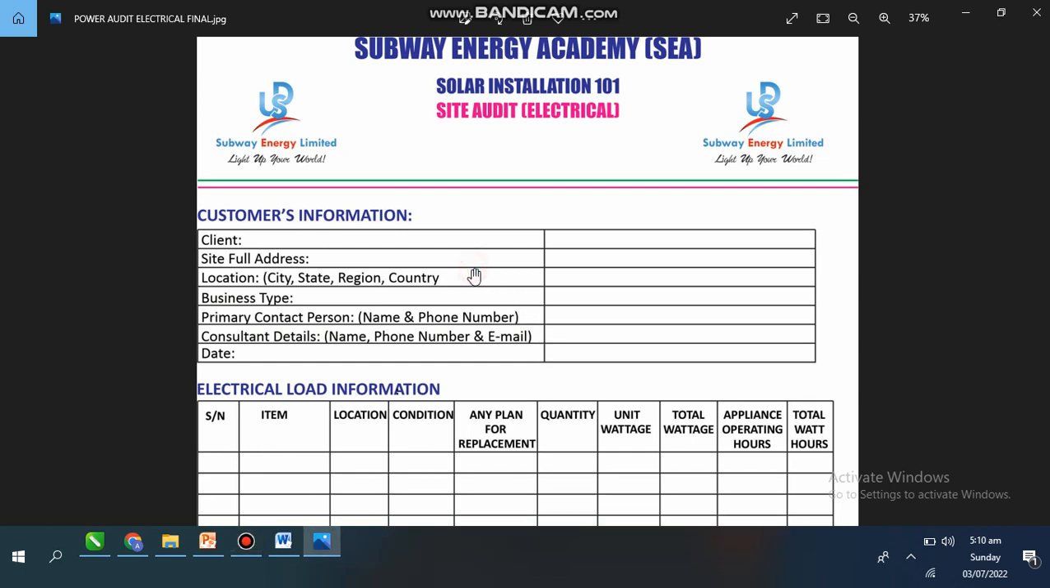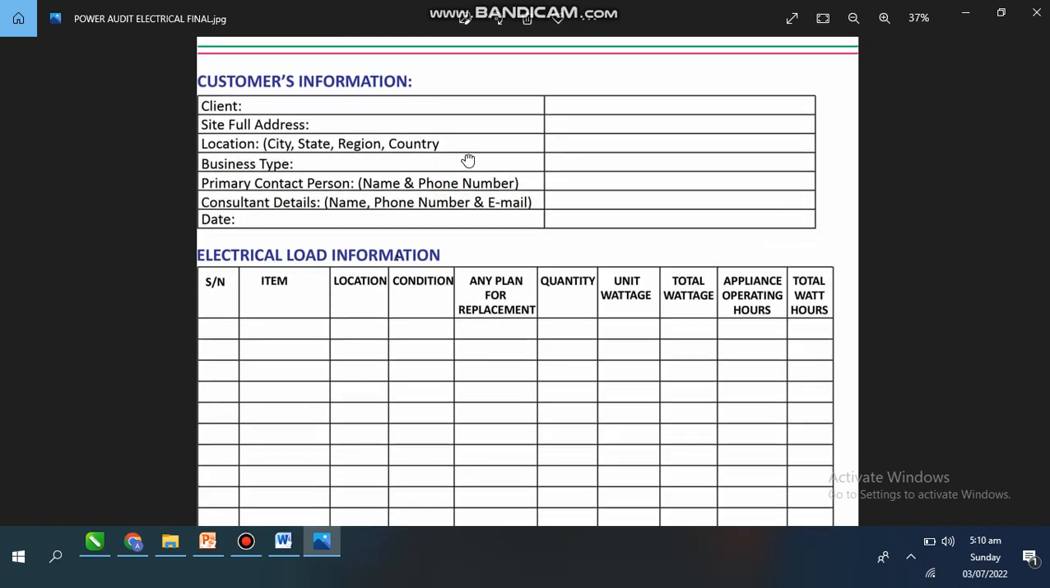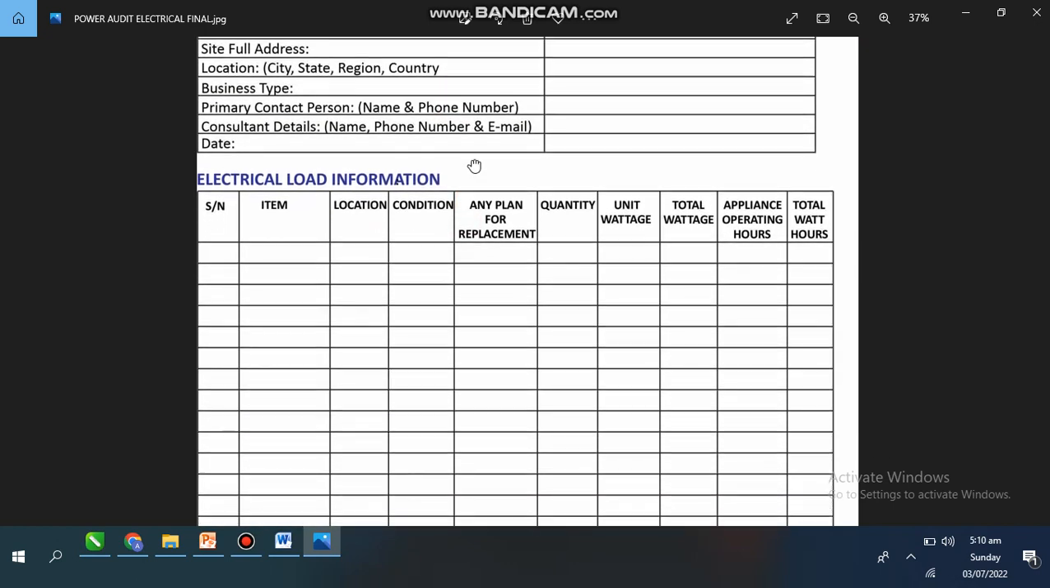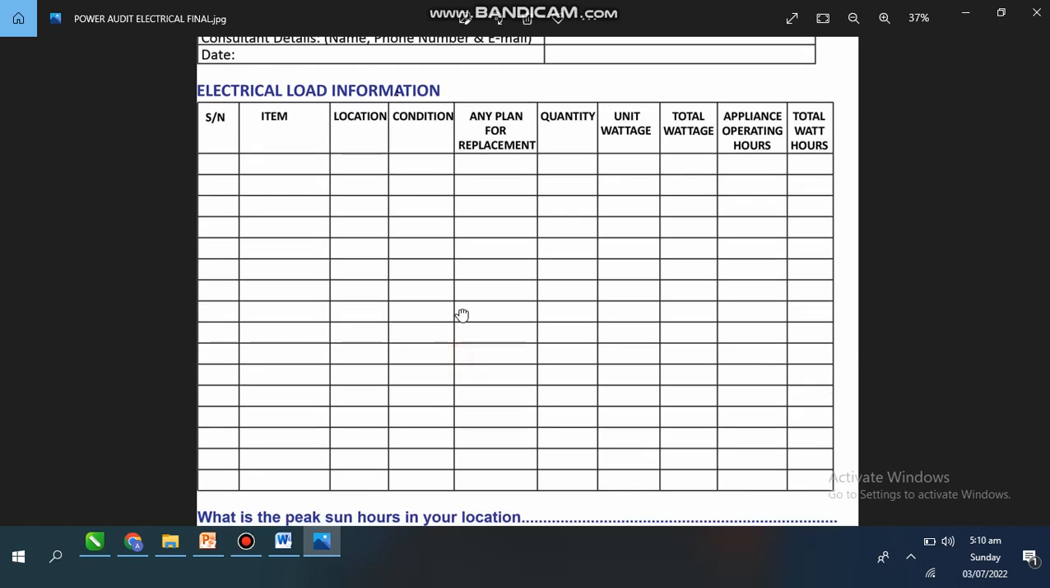Okay, let's continue from where we stopped. We are talking about power audits, and we are saying that we have a template that we use when we go for power audits. This template is for a residential power audit, and it talks about electrical information of the facility. When we are going for a commercial or an industrial power audit, we use a different template for that.